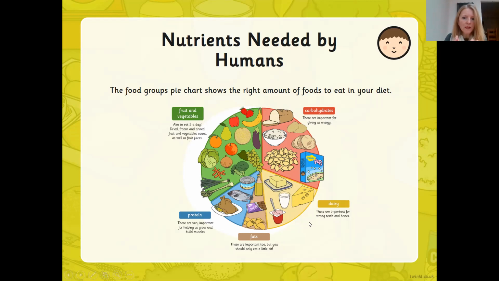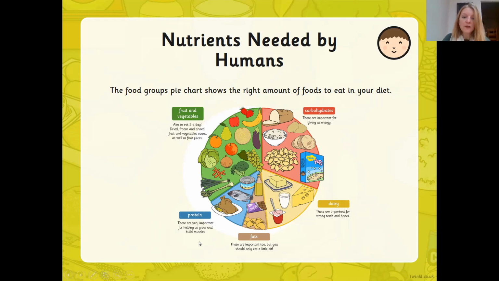They've got a smaller wedge on that pie, haven't they? So that shows you shouldn't be eating as much cheese as you do your fruit and vegetables. If you look under each one, it gives you some little hints and tips. So fruits and vegetables, you should be aiming to eat around about 5 fruits and vegetables a day. That's not 5 bananas, that means 5 different fruits and vegetables a day.